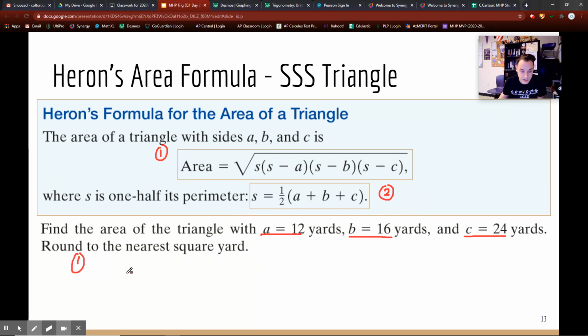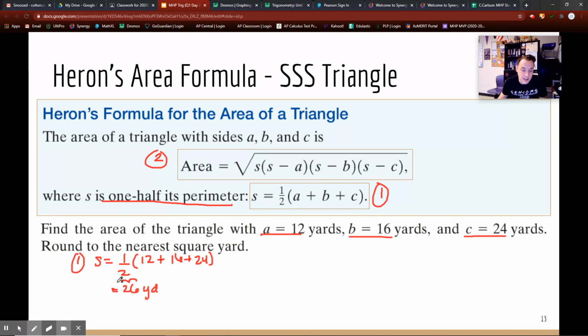So what's the first thing? I need to solve what my S is. Sorry, I put these opposite. I need to solve what my S is before I solve what my area is. So this is my first step, and this is my second step. What's my S? S is 1/2 of its perimeter. So that's 1/2 times, I'm going to add them all up: A, 12, plus B, 16, plus C, 24. When I do this, I get 26 yards.